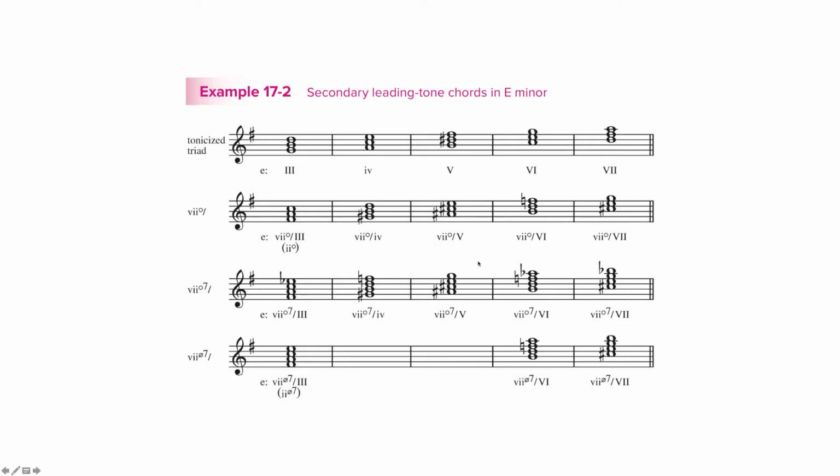And this is the same table for minor keys. This time we are in E minor, but the principle is exactly the same. If the chord is major, you have two options for seventh chord, and if the chord is minor, you have only one option.